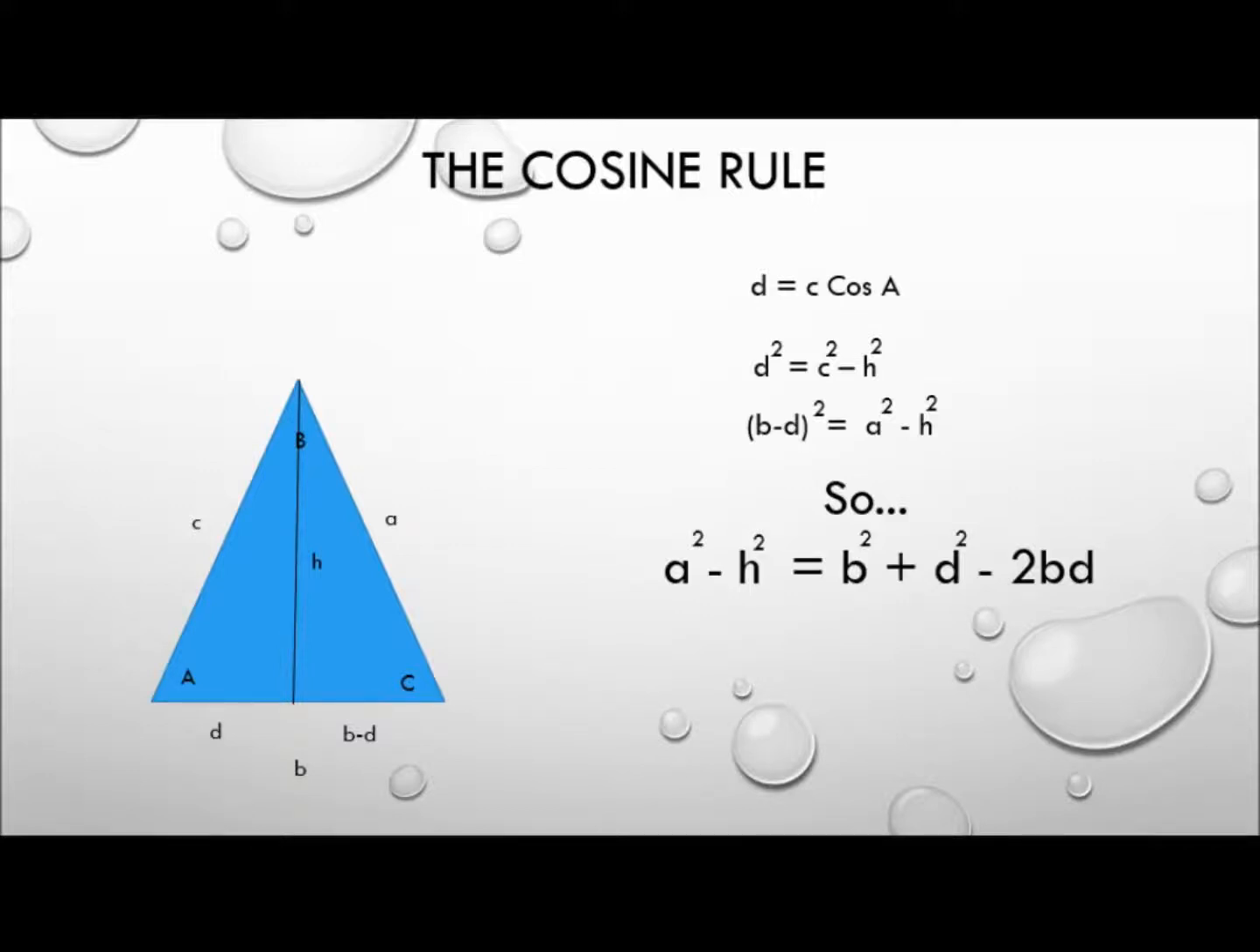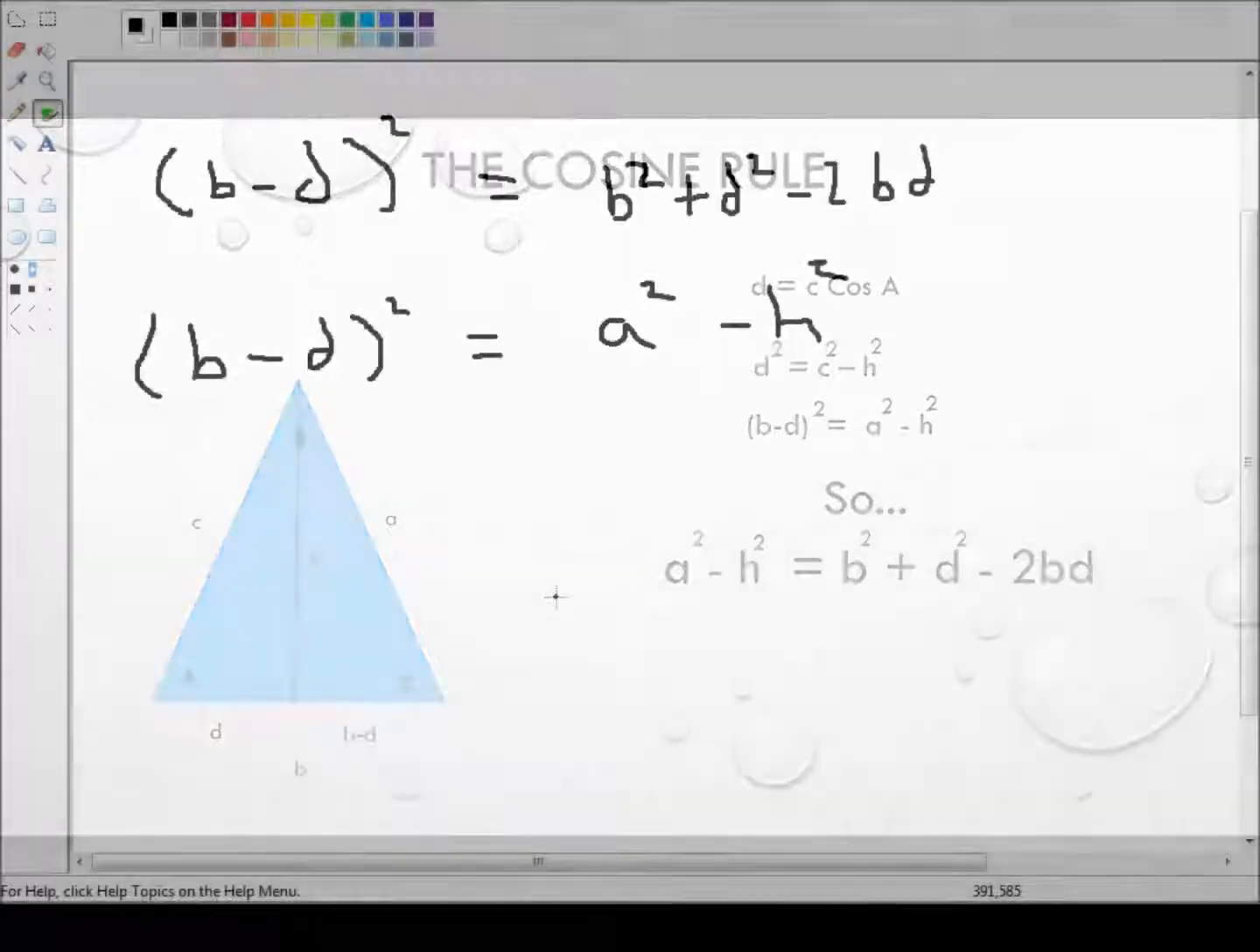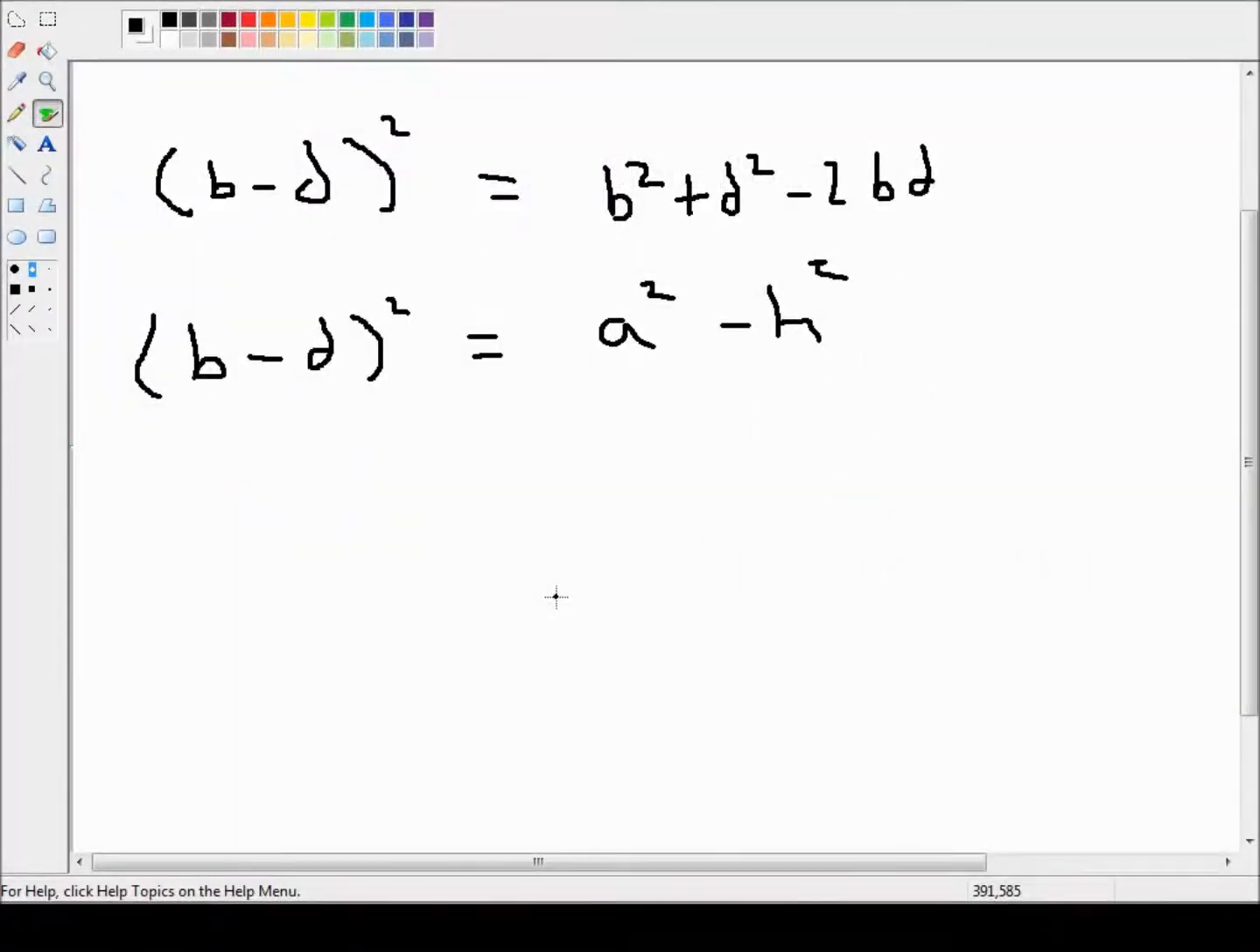Now, since (b minus d) all squared is equal to a squared minus h squared from the Pythagorean theorem, if we substitute in the expanded form of (b minus d) all squared, we get a squared minus h squared is equal to b squared plus d squared minus 2bd. Okay, so all I was saying there is we already know that (b minus d) squared is equal to b squared plus d squared minus 2bd, which we just showed.